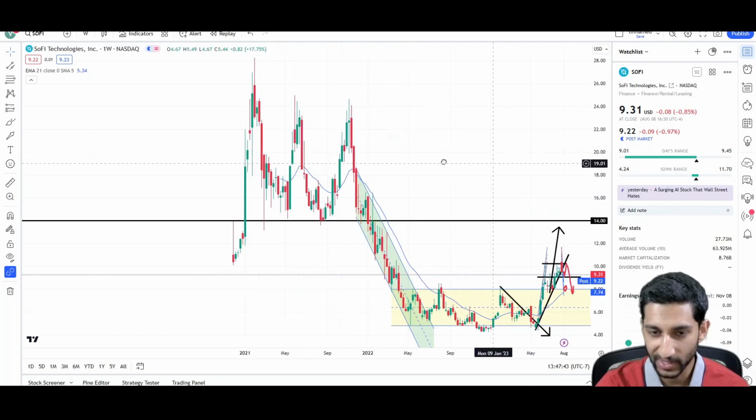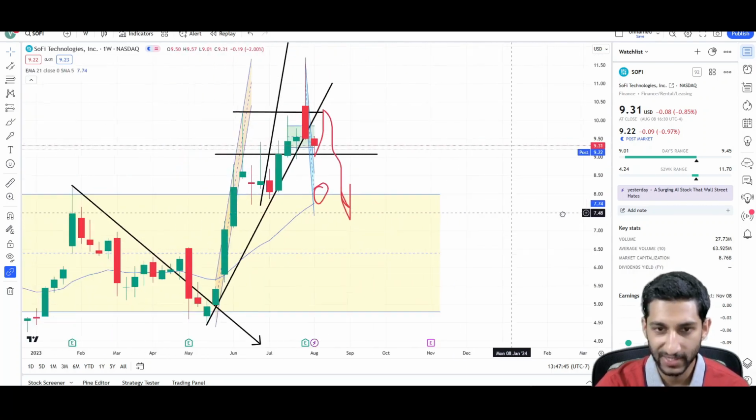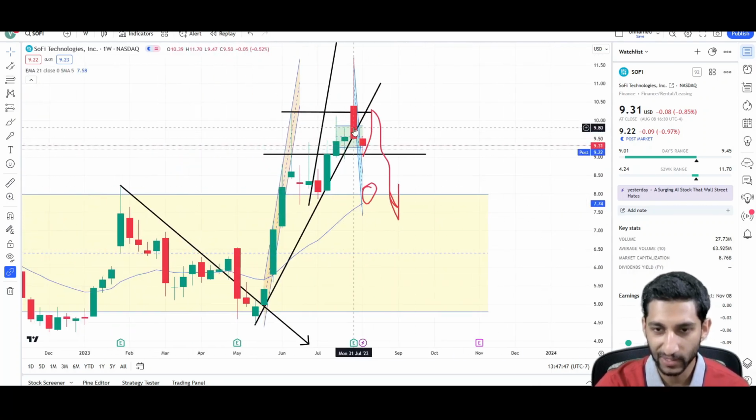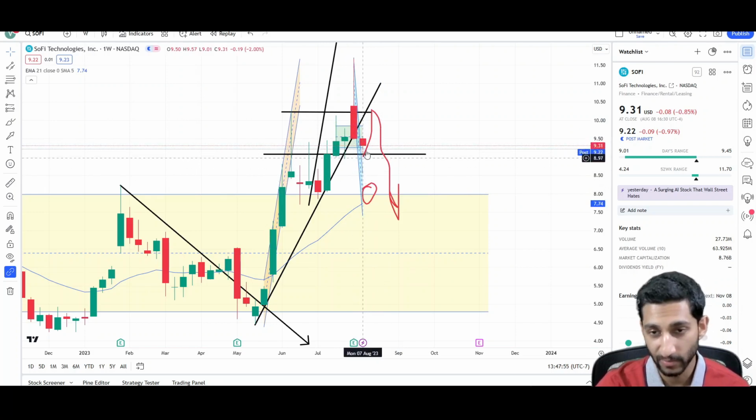Now here is the weekly chart. Let me go and zoom in on the price action. You can see that we had a very bearish week last week. This week is still looking bearish, but we're finding support. But you can still finish red or even green. We'll see how it finishes.